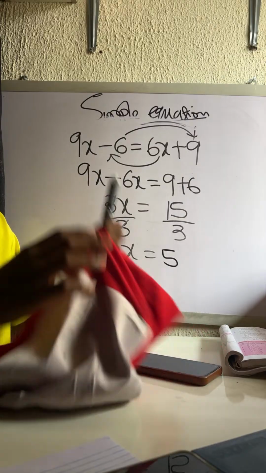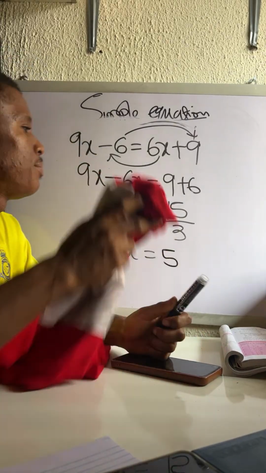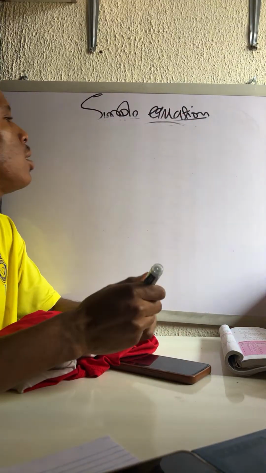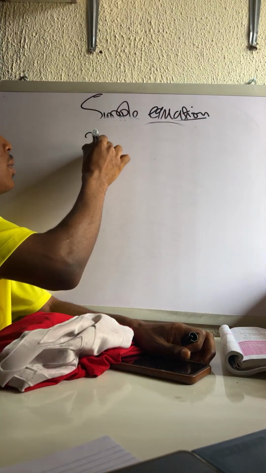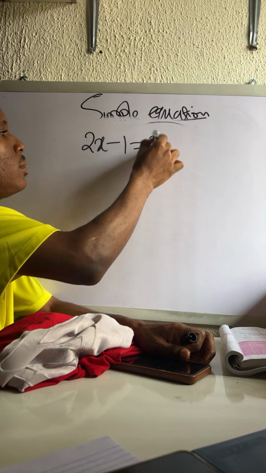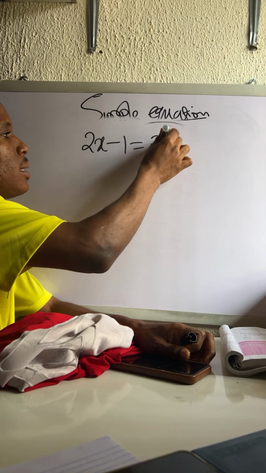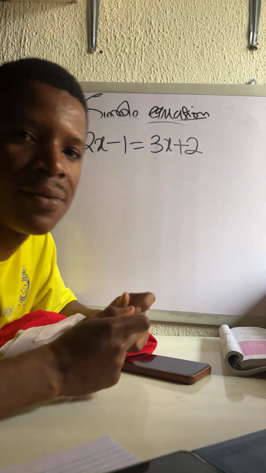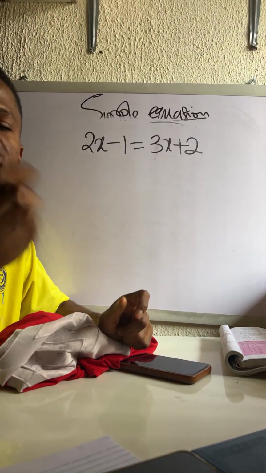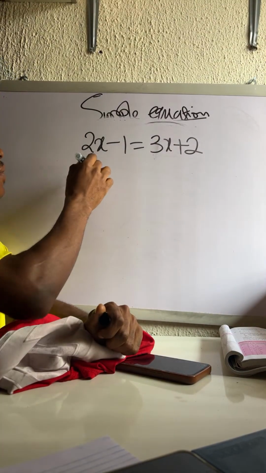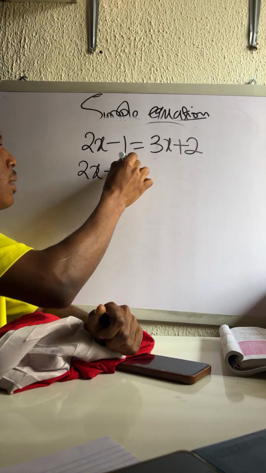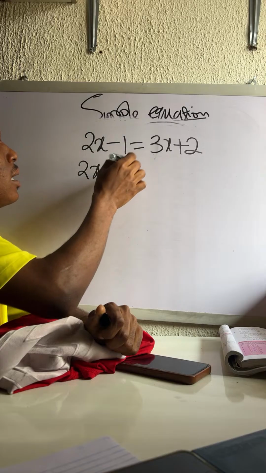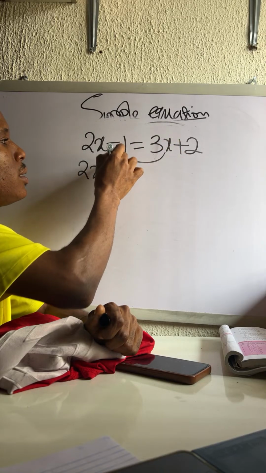I really appreciate it. Let's move to the next one, okay? Thank you guys. Let's continue. So we have 2x minus 1 is equals to 3x plus 2. Let's do this one again. It is very simple, okay? We have it as 2x minus 1. We said that 3x will cross the equality sign.